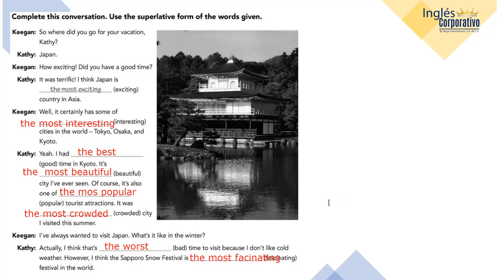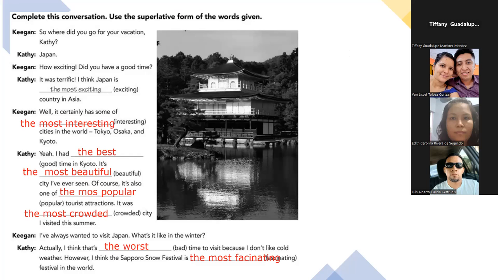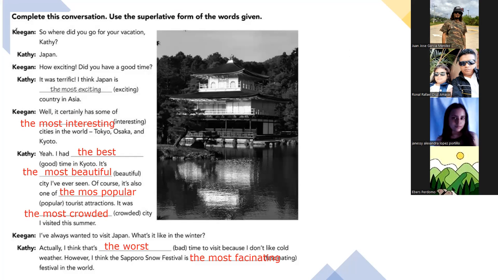Very good. So we have Keegan and Kathy. Please, let me see. I'm sorry, I made a mistake here. Let me check. Thank you. We're going to have Ronald. You are going to be this one, Keegan. Juan Jose, you are going to be Kathy. Ready? Let's begin. Hello, Ronald. Ronald, Rafael, can you participate? Juan Jose. Ronald, you are Kathy. Janessi, please help us with number one. Keegan, Janessi. Okay.